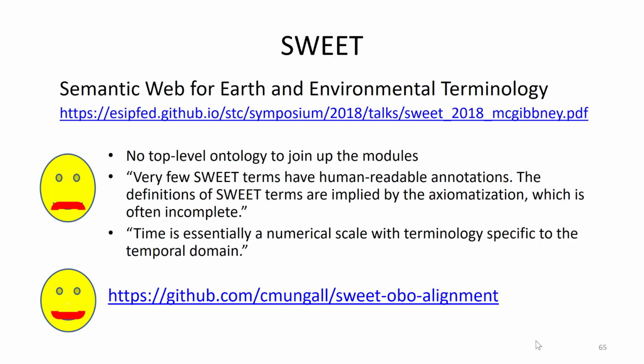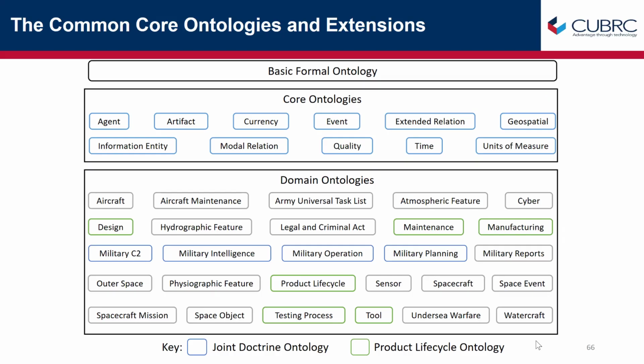They say that time is essentially a numerical scale with terminology specific to the temporal domain. Now that is both wrong and it's circular. And in the OBO Foundry now, we do better than that. One piece of good news about SWEET is that they're talking to Chris about an alignment with OBO. And so this is a sign that there is still life. However, the Jet Propulsion Lab no longer maintains SWEET, which is a sort of bad sign.